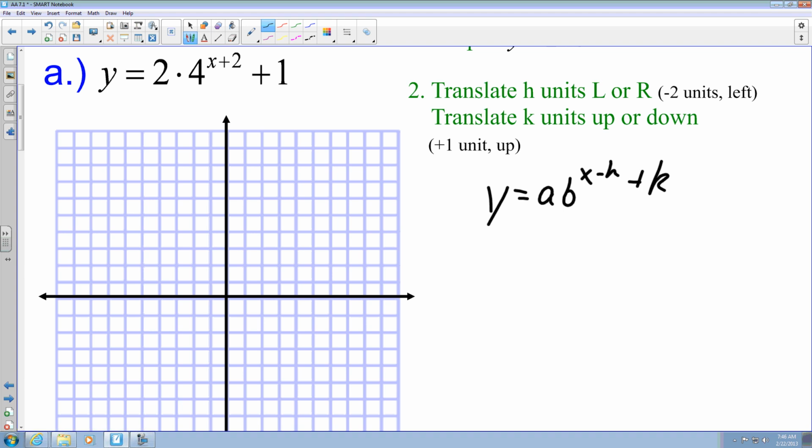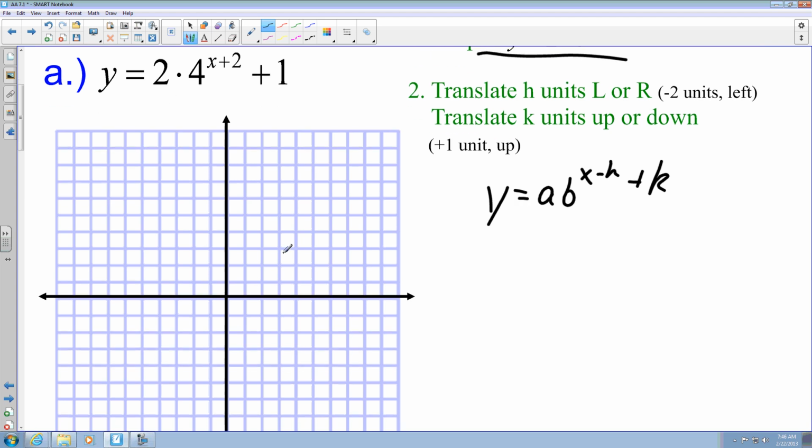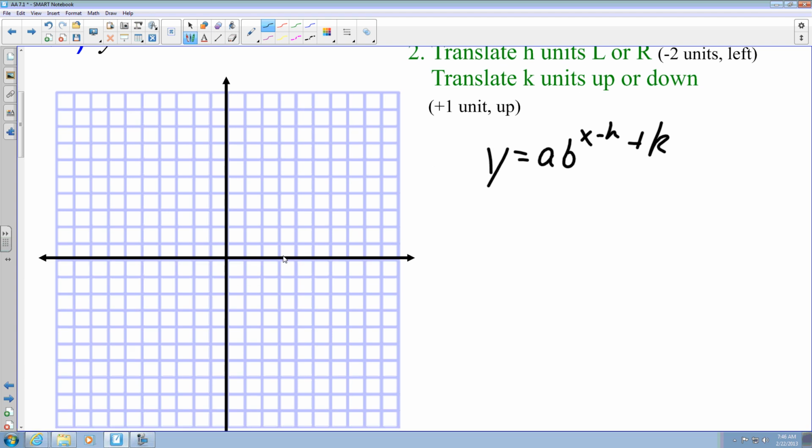So you're going to do the exact same thing. First off, you're going to graph it like there's no h or k involved. And so you're going to be doing the exact same things as you did before. So I'm going to look for those certain points.